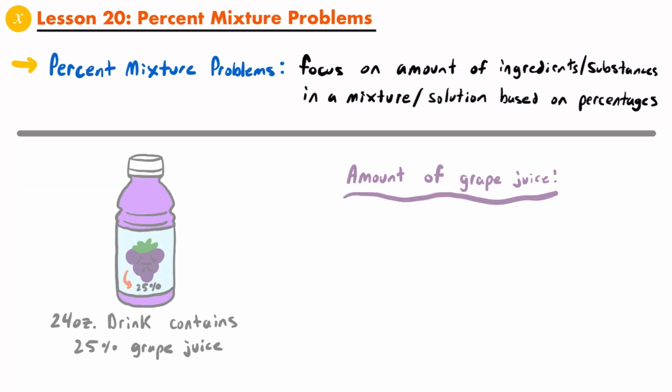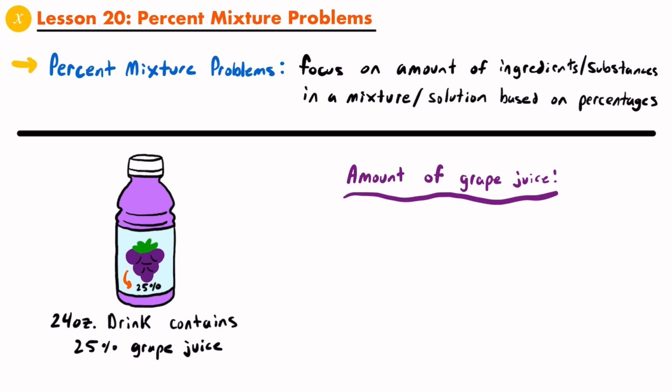For example, if a fruit drink is advertised as containing 25% grape juice, then 25% of the contents in this bottle must be grape juice. Right, so this particular drink is a 24-ounce drink that contains 25% grape juice. We could find the amount of grape juice in that liquid using this information. In total, there are 24 ounces of a liquid, but 25% of it is grape juice.